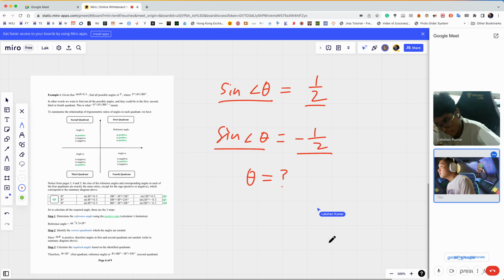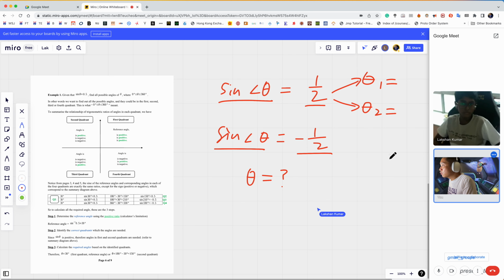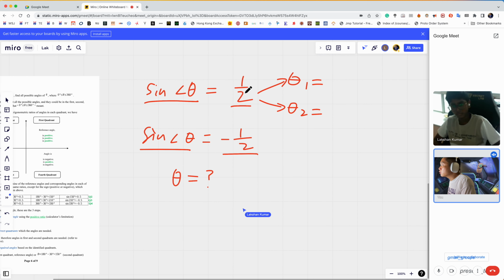In fact, when you have sine theta equals to half over here, you're supposed to have two values of theta. Usually what we think of is, sine theta equals to half, we are supposed to get just one answer. It's not the case here. So why is it not the case here?